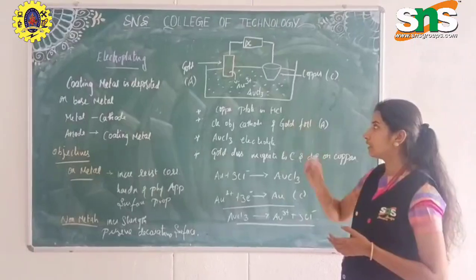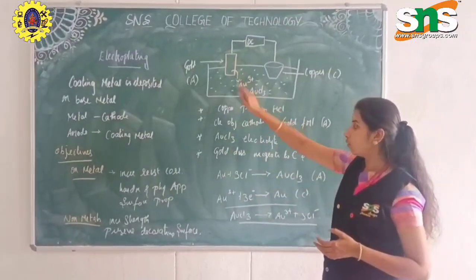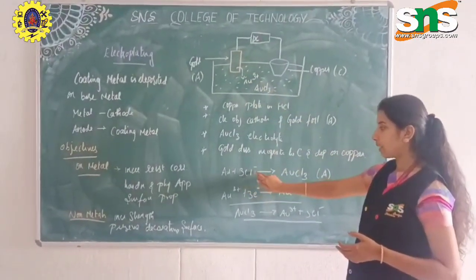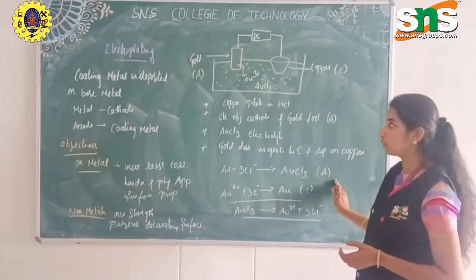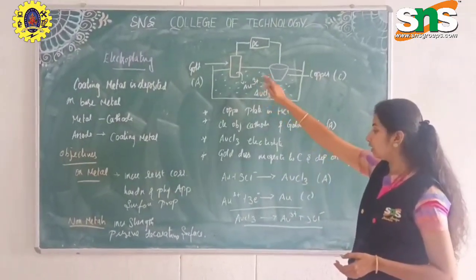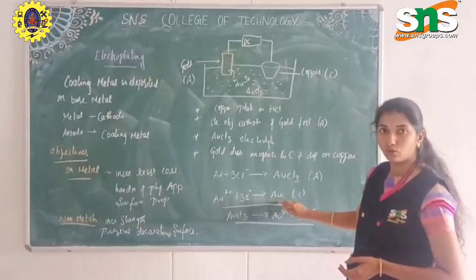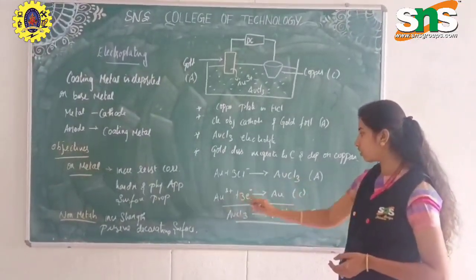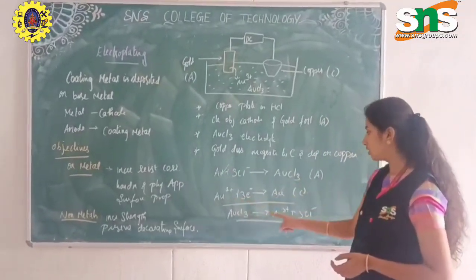Now the reactions. At the anode, Au from the gold foil goes into the solution of AuCl3, that is Au to Au3+ plus 3e-. In the cathodic process, Au3+ gains 3 electrons, 3e-, to give Au, which deposits on the copper object. The final reaction is that the same species cancel, and AuCl3 gives Au3+ plus 3Cl-.